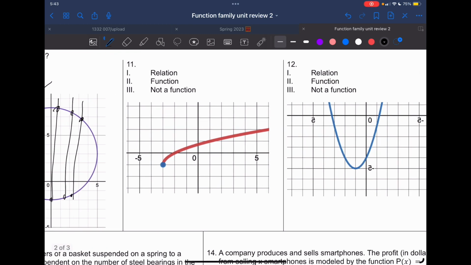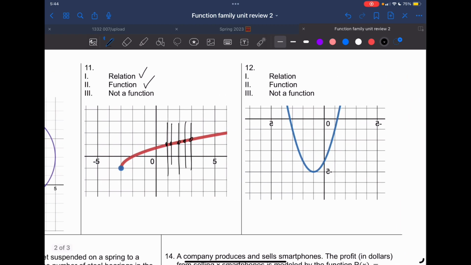Number 11, a relation. This is true. A function, it is a function, because when we do the vertical line test, it only touches each vertical line once. Okay, and then the last one, number 12, it is a relation. Is it a function? Yes, because for every vertical line test, it only touches the vertical line once, so it passes. So it is a relation and a function.